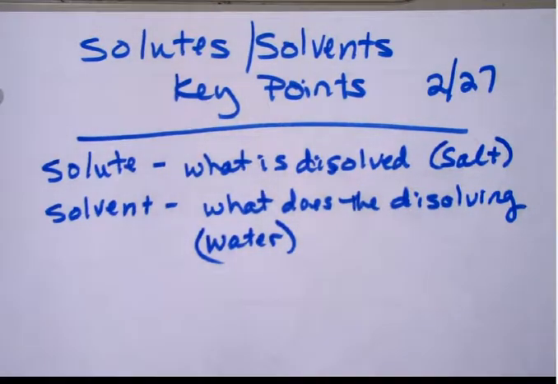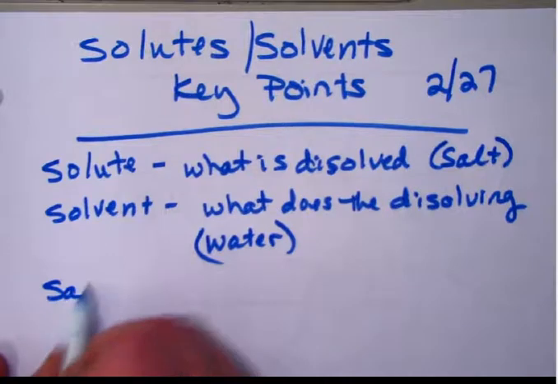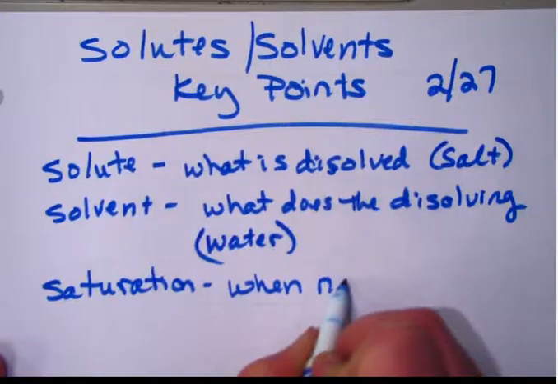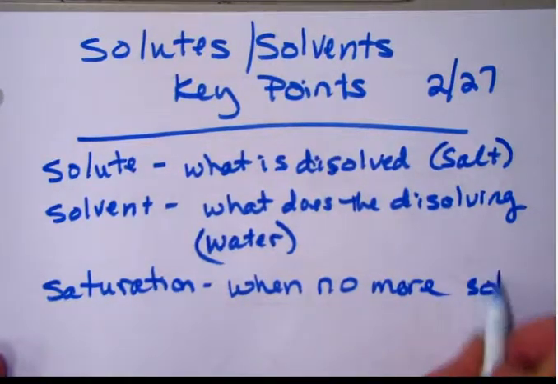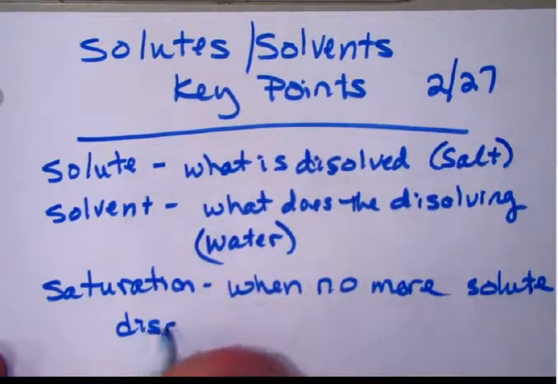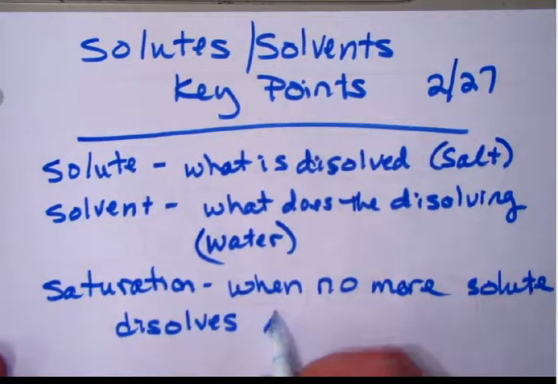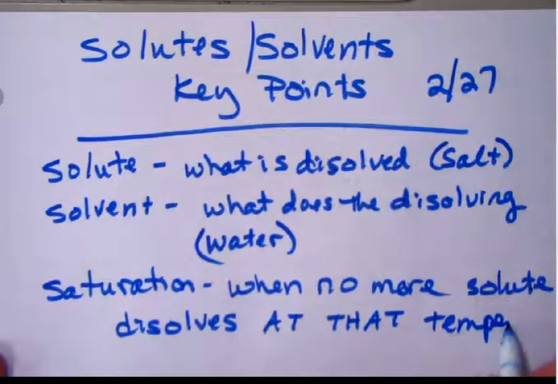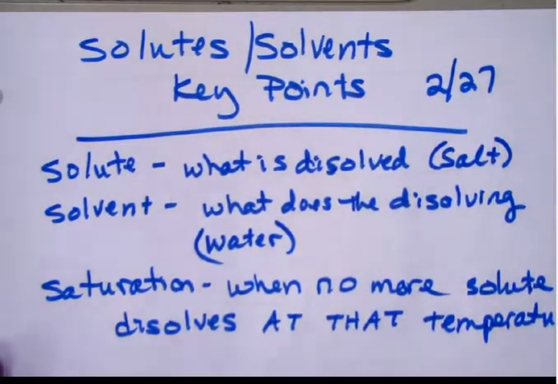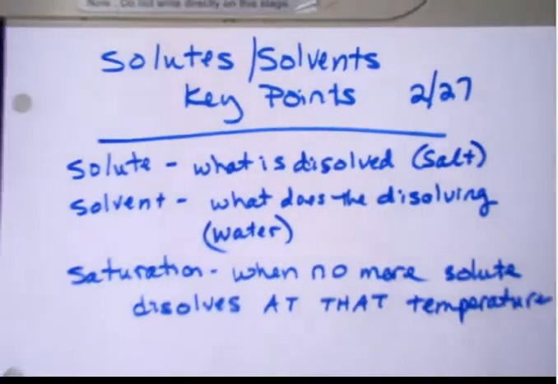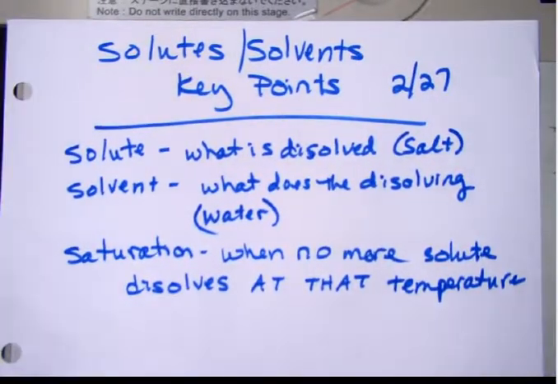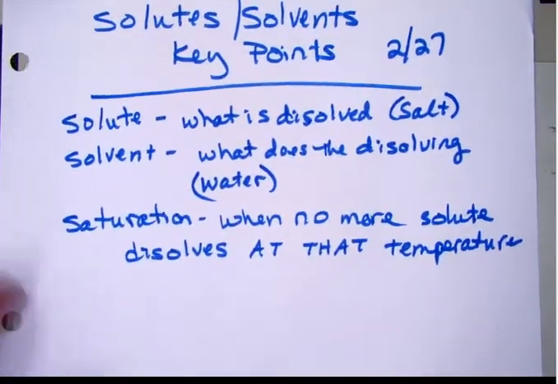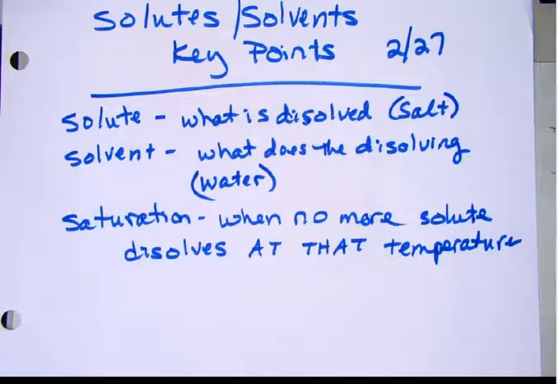And we made solutions that reached a point of saturation. A saturated solution happens when no more solute dissolves. Now this is the kicker, at that temperature. Because the amount of solute changes as the temperature changes. We're going to get into the particle nature of that to figure out why the amount of solute depends on temperature.